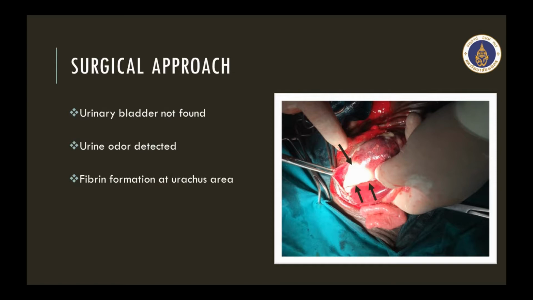The difficulty of the surgery was that we could not find the urinary bladder, which made us unable to remove the urachus at the right position, and the fibrin at the urachus, for which we had to prevent leakage of urine.